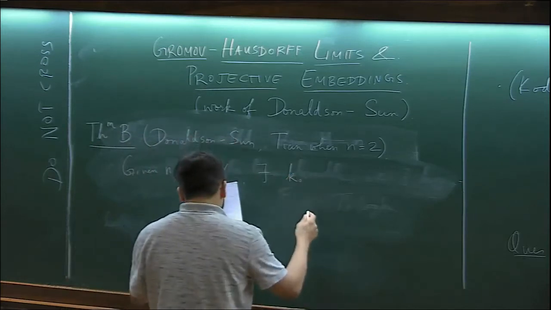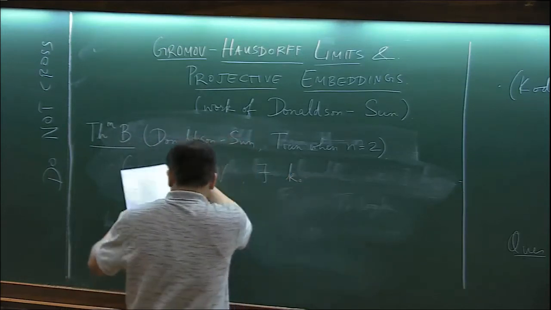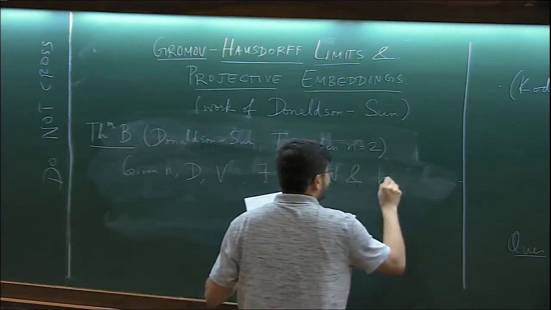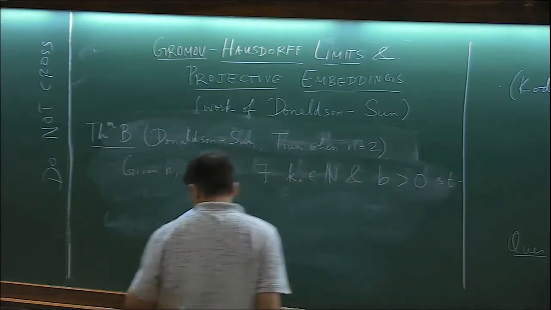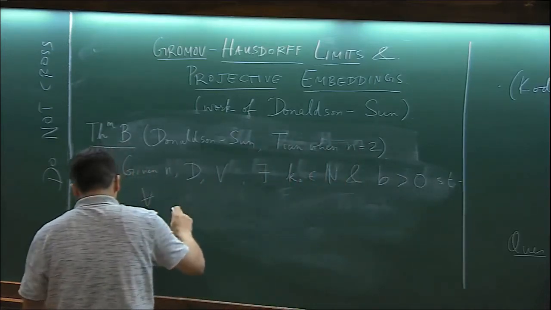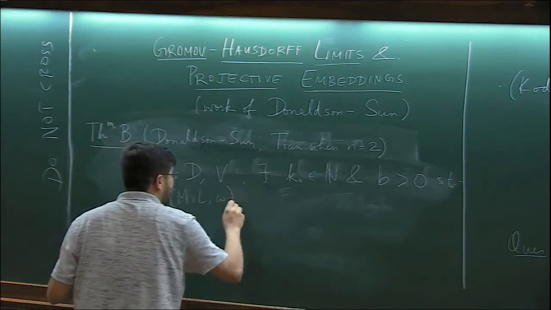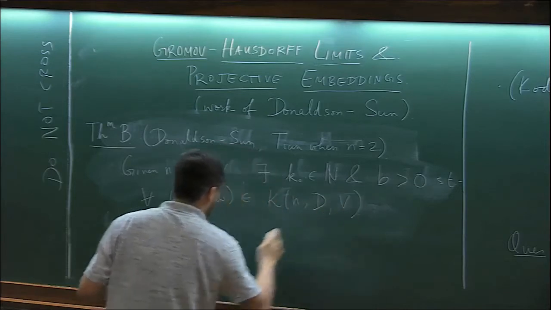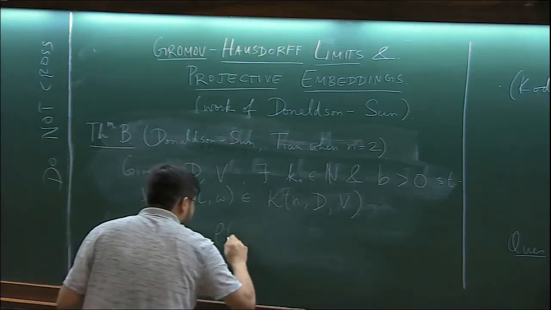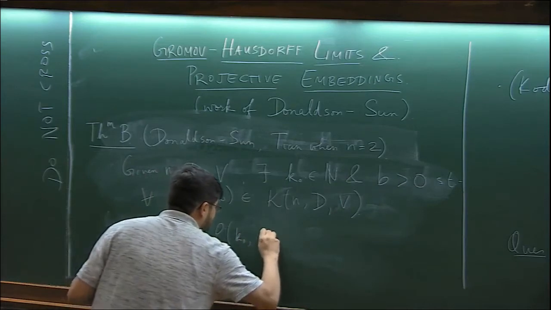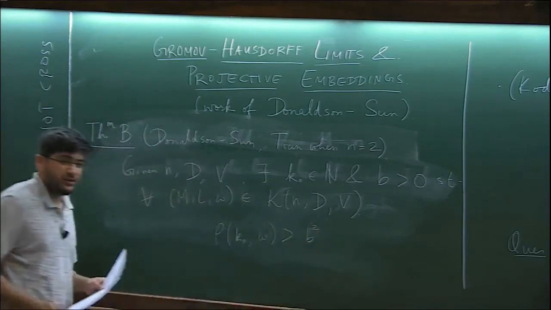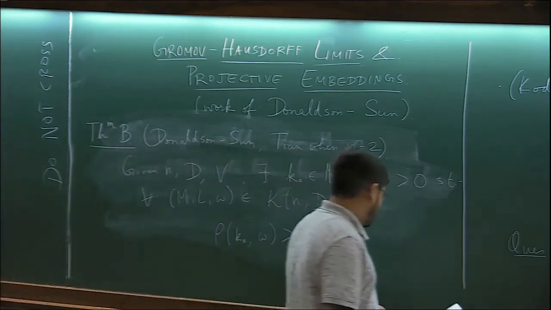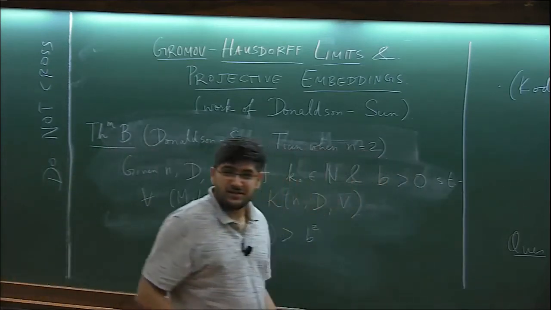So again, there exists a k naught, which again depends on these three parameters, and a b such that for all ml omega, this is lower bounded uniformly. Okay. So any questions?